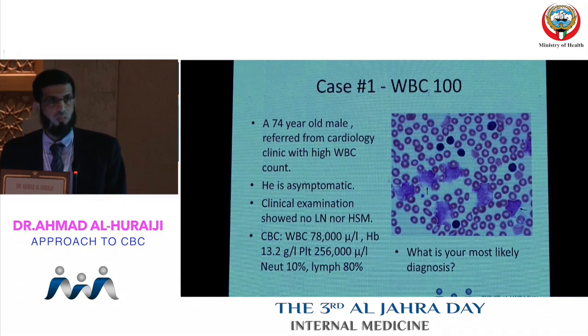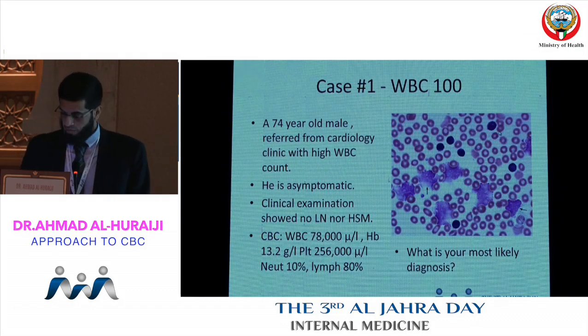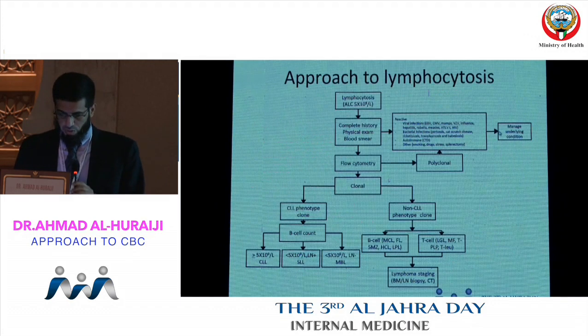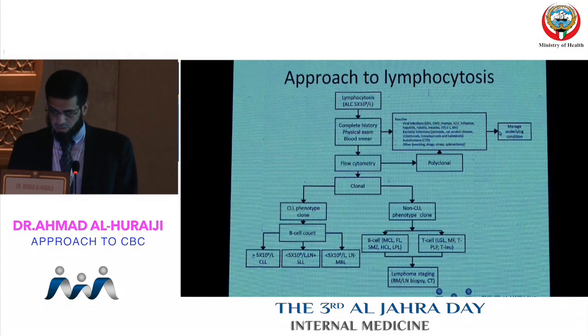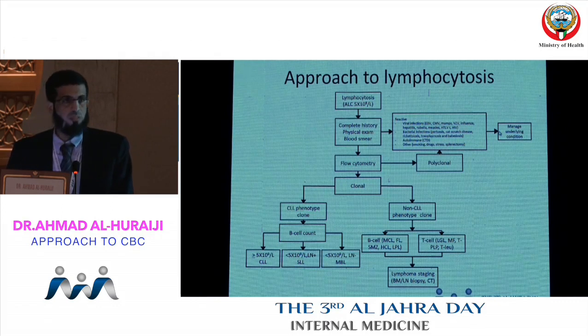And this is a patient with chronic lymphocytic leukemia, which is discovered incidentally in almost 80% of the patients. So the approach to lymphocytosis, the first thing you do is take a full history and do a full examination to rule out any secondary causes.